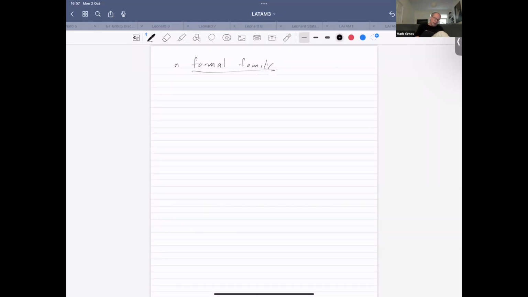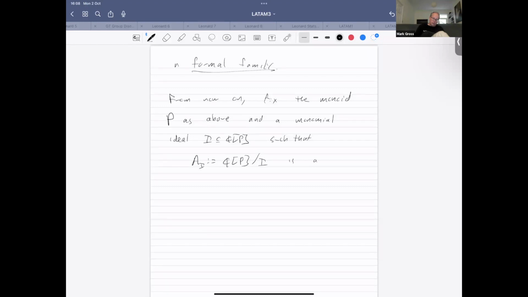So from now on, let's fix the monoid P as above and a monomial ideal I inside C[P] such that, now I'll give a name to the quotient, A_I = C[P]/I, is a finite dimensional C vector space. And you should think that we're ultimately going to do this construction for every such I.